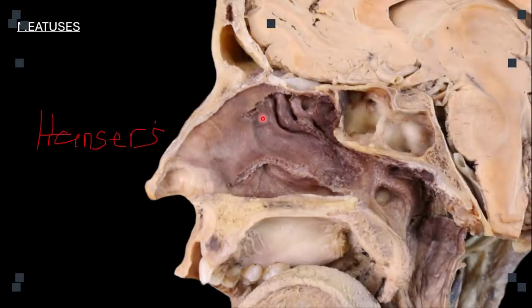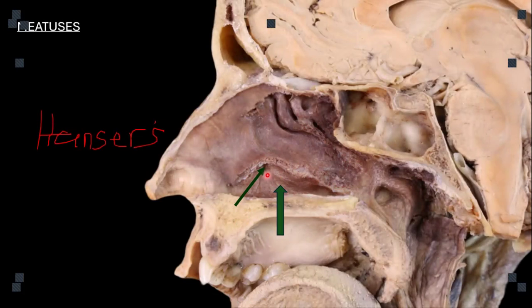Now, what about the meatuses? Now you have a cut surface of the inferior concha. That is the cut surface of the middle concha or the middle turbinate. So you have exposed these meatuses. So that's the inferior meatus, and on the inferior meatus, you can see the opening of the nasolacrimal duct.